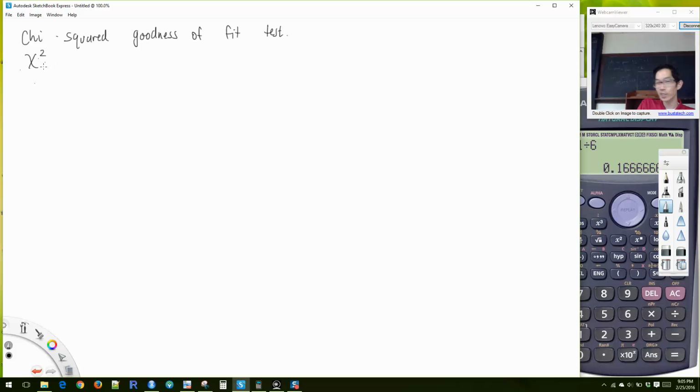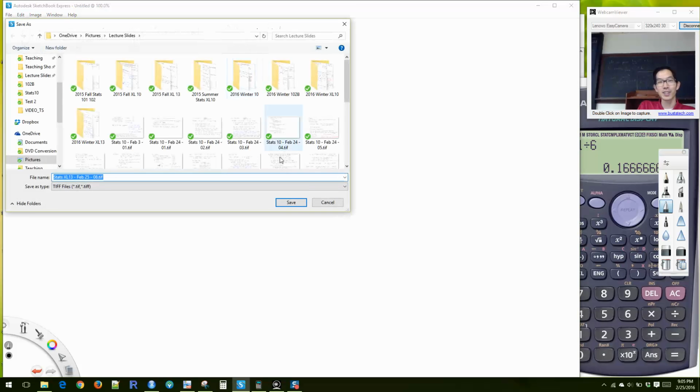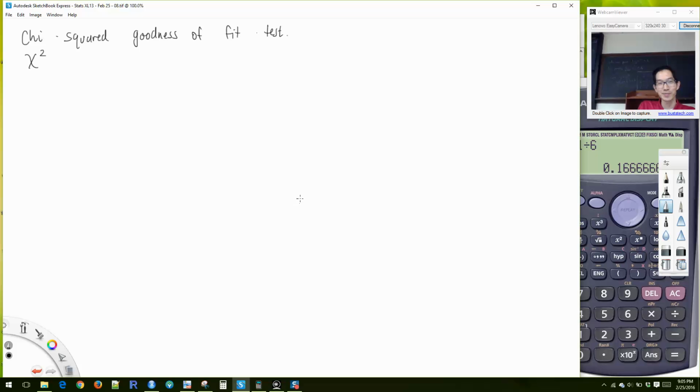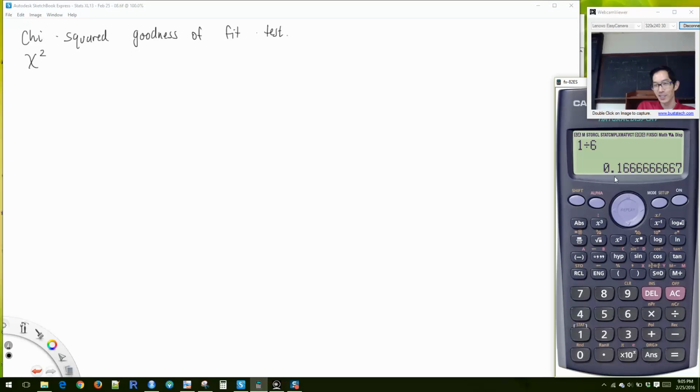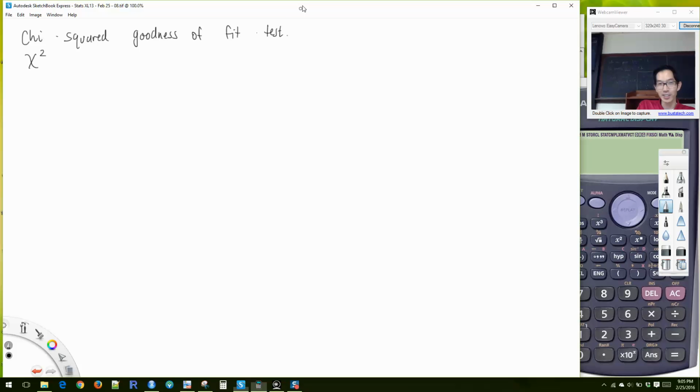Okay, the symbol for chi-squared looks like an X, and it's pronounced chi because this is the Greek letter chi, not chi, which is more of an East Asian concept. Is that funny?